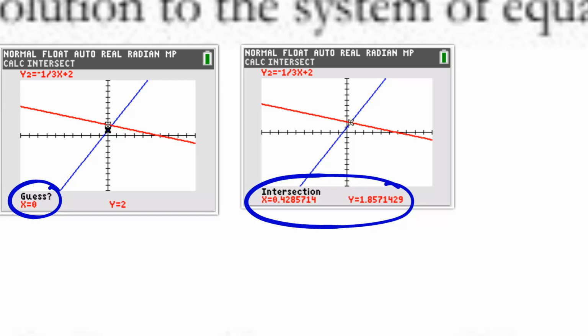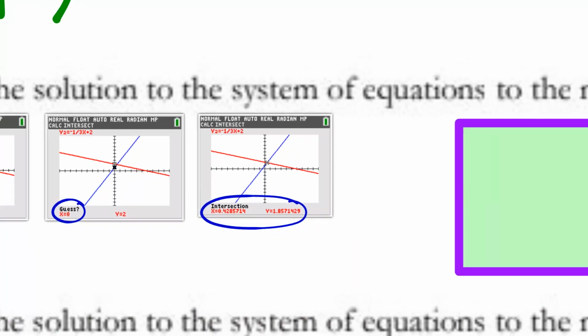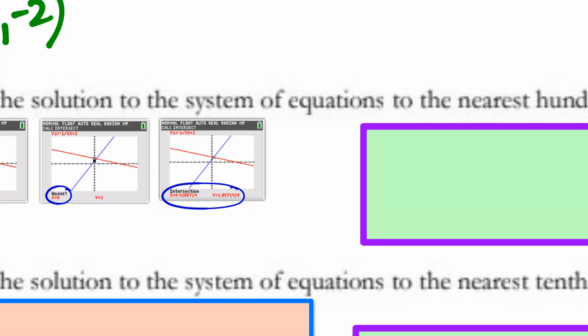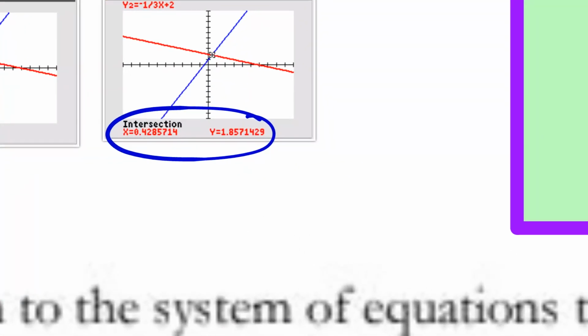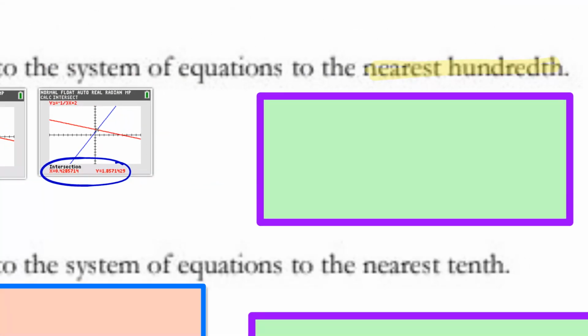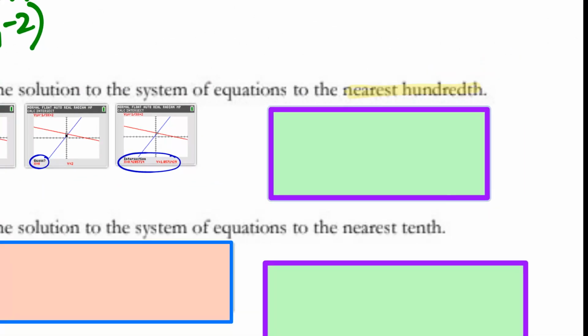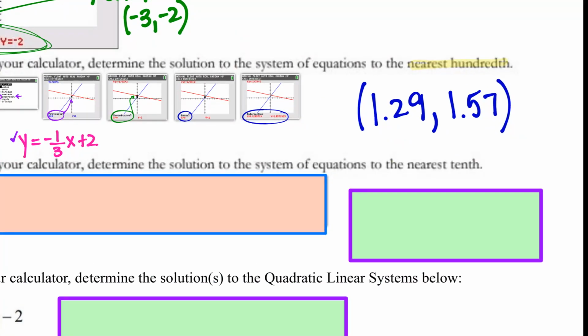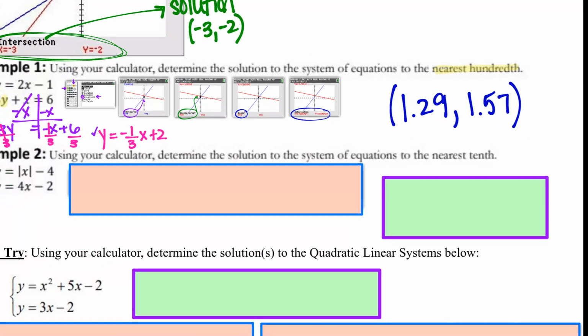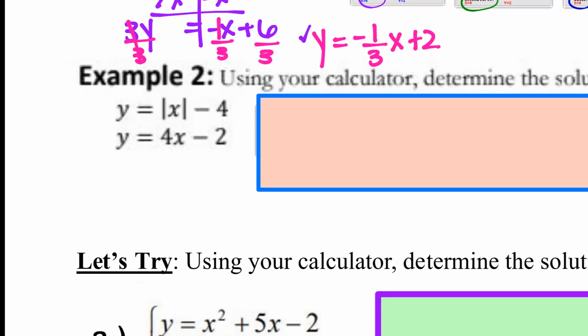Now, of course, it's okay that it's a decimal. We're just going to see what they want us to give our answer to, which is to the nearest hundredth. Hundredth is 2 decimal places. So if we look here, my point of intersection or my solution is going to be 1.29 comma 1.57. Okay. Let's go ahead and take a look at the next one.